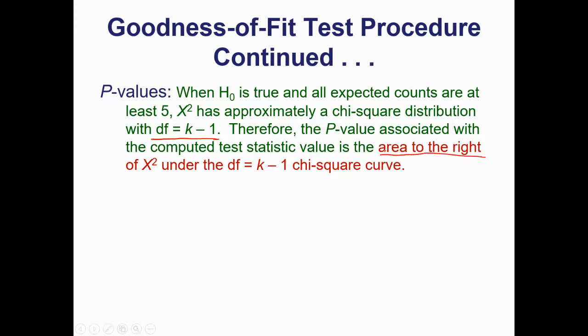We've been dealing with area to the left for z and t. Now we're going to deal with area to the right of chi-squared under the k minus 1 degree of freedom curve. So I underlined the 2 blanks in case you weren't paying attention.